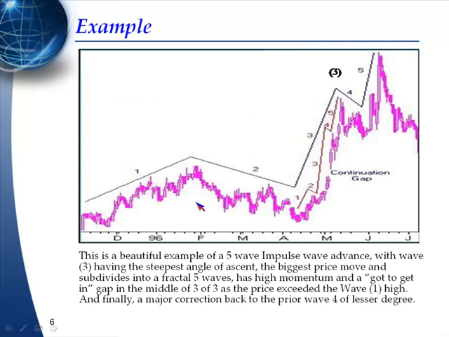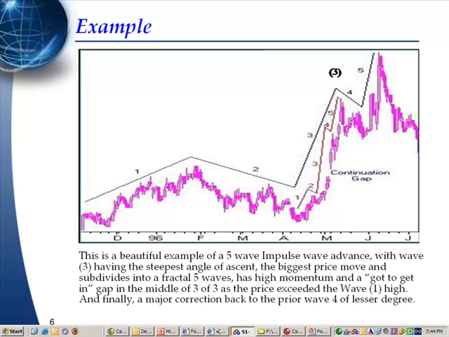So now here's a real life example. Wave 1 up, wave 2 pullback, very choppy. Wave 3 going up has the steepest angle of ascent and the most momentum, quite a bit larger than wave 1. Then wave 4 is a shallow pullback, and wave 5 is a smaller move with less momentum, and then the market pulls back.